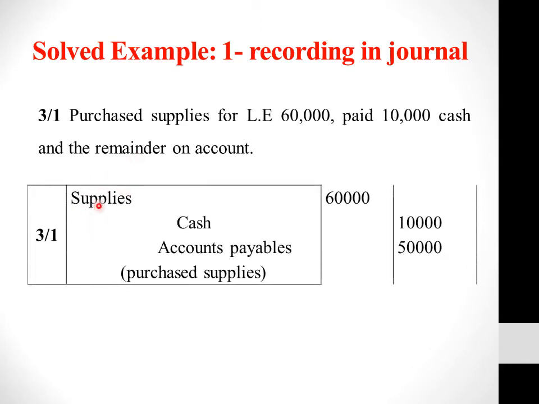Supplies in the debit side, as it is an asset and by purchasing supplies we increased the assets. Cash in the credit side as it decreased. Accounts payable, which is a liability, will appear in the credit side by 50.